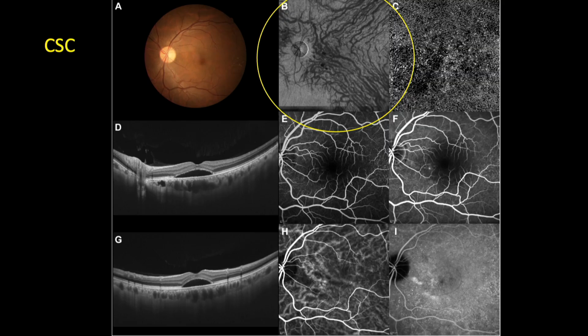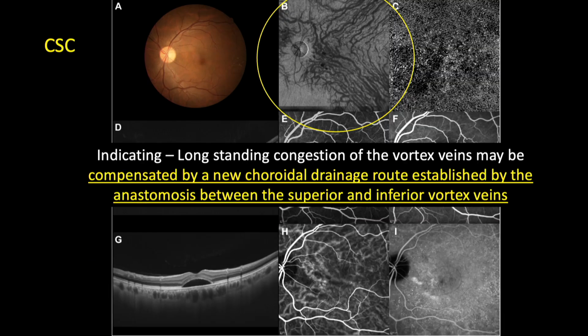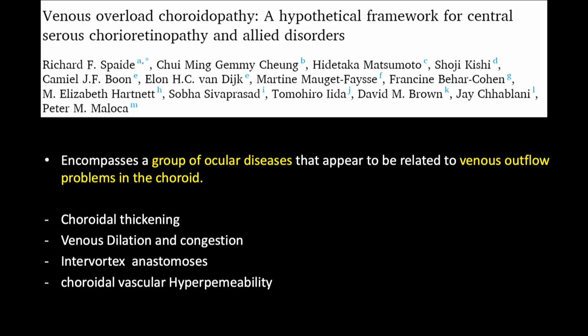So en face OCT without ICG can show this choroidal anastomosis, especially in complex CSC. It is shown that choroidal venous congestion, vortex vein congestion, happens, and this is happening as a compensatory new drainage route to decongest the vortex vein congestion. This brings us to the venous overload choroidopathy spectrum, including the bullous CSC and uveal effusion syndrome.